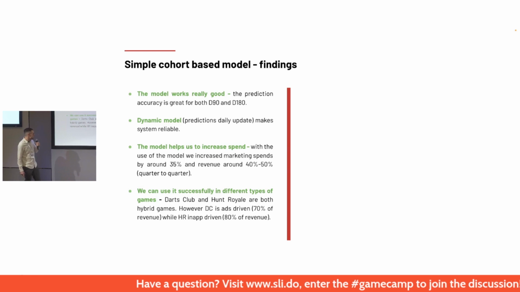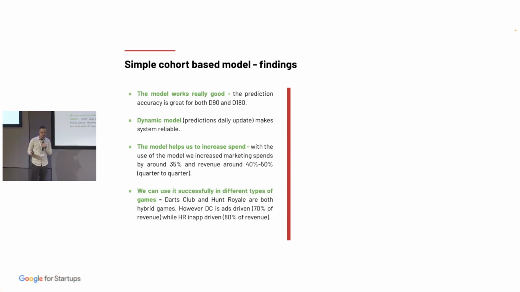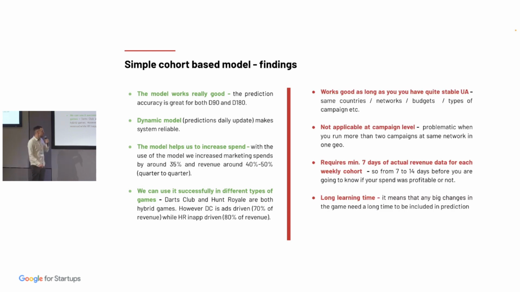And we also find out that it works quite good in different types of games. Both games are hybrid, but at the end, Hunt Royale is like 80% of income from the in-apps and subscription, while on Darts Club, it's a little bit opposite, where 70% of revenue is coming from ads. As it comes to limitations, okay, so this was the positive ones, but there are also quite a lot of limitations of such approach.